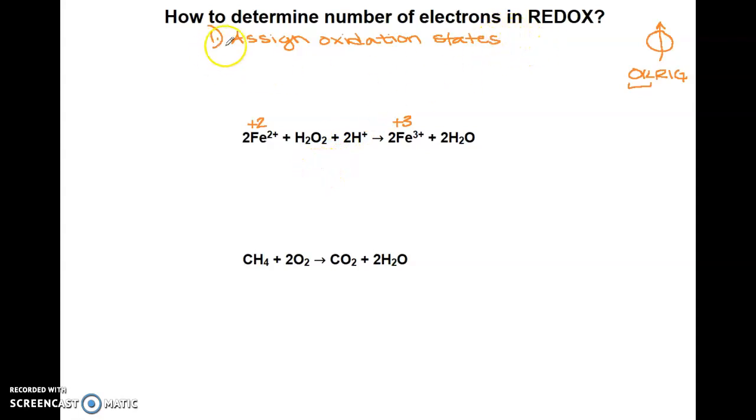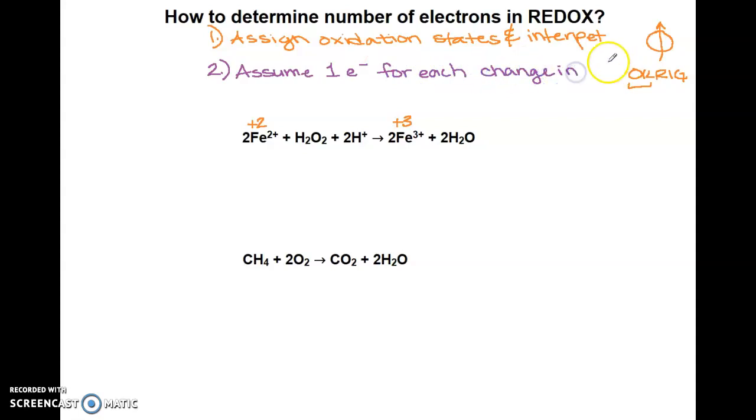So we've assigned oxidation states and kind of interpreted them. Maybe that's a second step. We'll say assign and interpret, using the different tools that we have. So step 2, assume 1 electron for each change in the oxidation state. I'm going to say just oxidation.